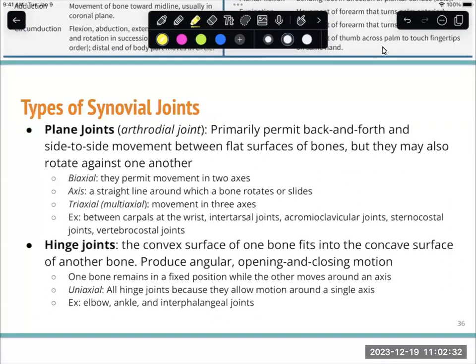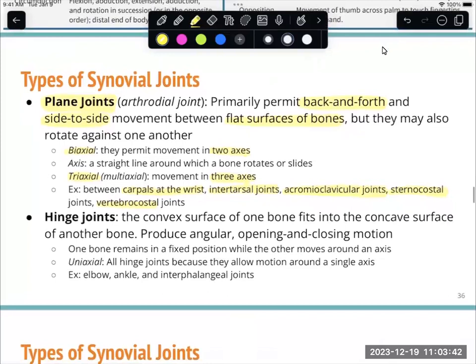So let's go into plane movements, more synovial joint types of movements. With plane movements, you get a back and forth movement and a side to side movement. It's usually between flat surfaces. Plane joints, like those carpals, your wrist bones, those intertarsal, your ankle bones, that acromioclavicular in your shoulder, that sternocostal, between your sternum and your ribs. And then there's vertebrocostal, between the vertebrae in your back and ribs. If these joints are biaxial, they allow movement in two different directions. If they are triaxial, they allow movement in three different directions.